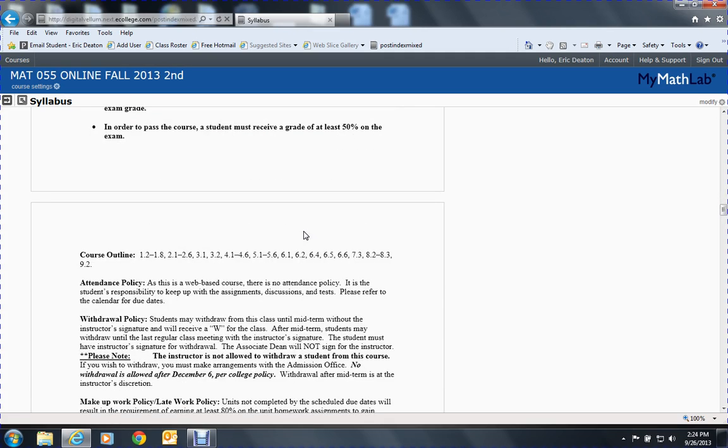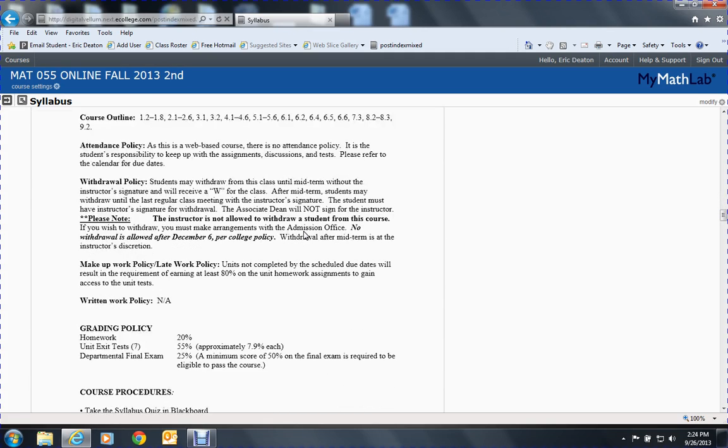Most of this you can read once again for yourself. December the 6th is the last day to withdraw. You have until midterm to withdraw without my signature. After midterm and through December the 6th, you need my signature. An email usually works, so send me an email.